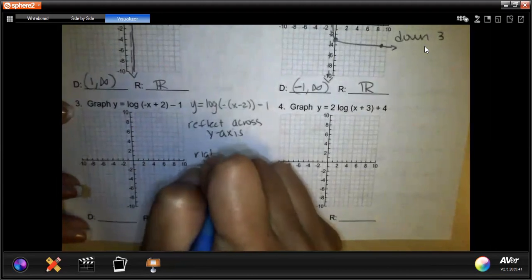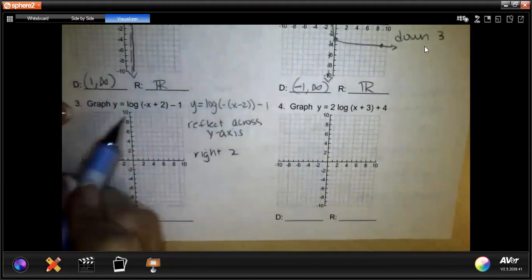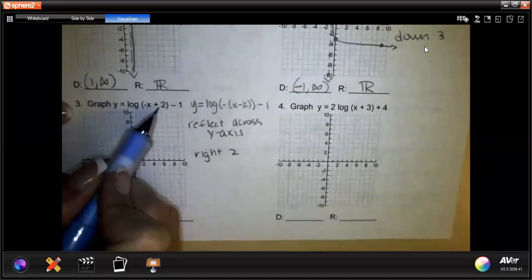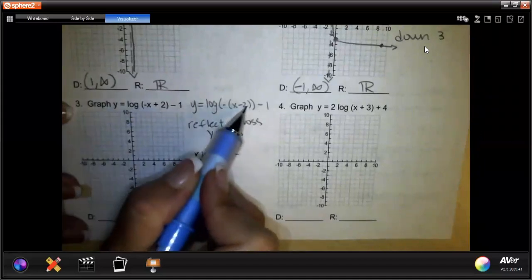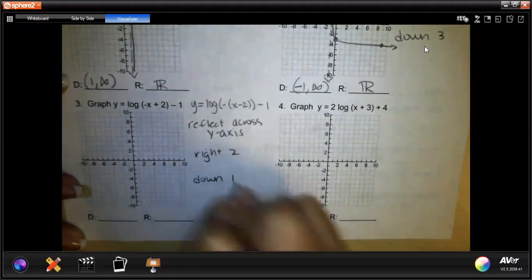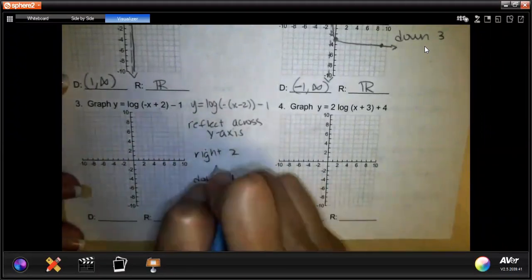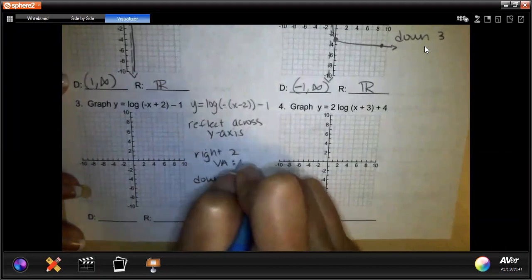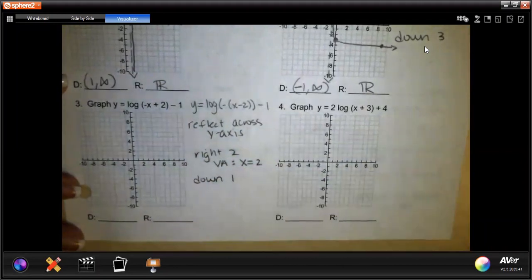That's that big mistake we keep seeing on quizzes and tests. Here, people are putting left 2. This does not go to the left 2. This goes to the right 2 because it must be factored out. And then our last one, down 1. What changes our vertical asymptote is that right 2, so that is going to be at x equals 2.